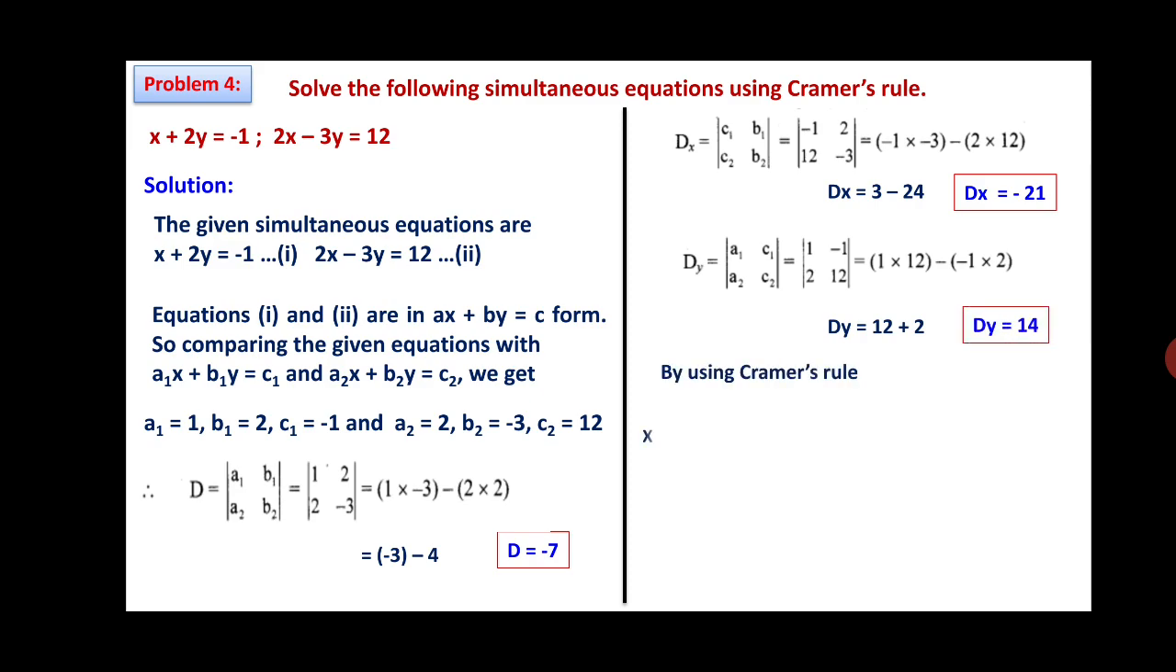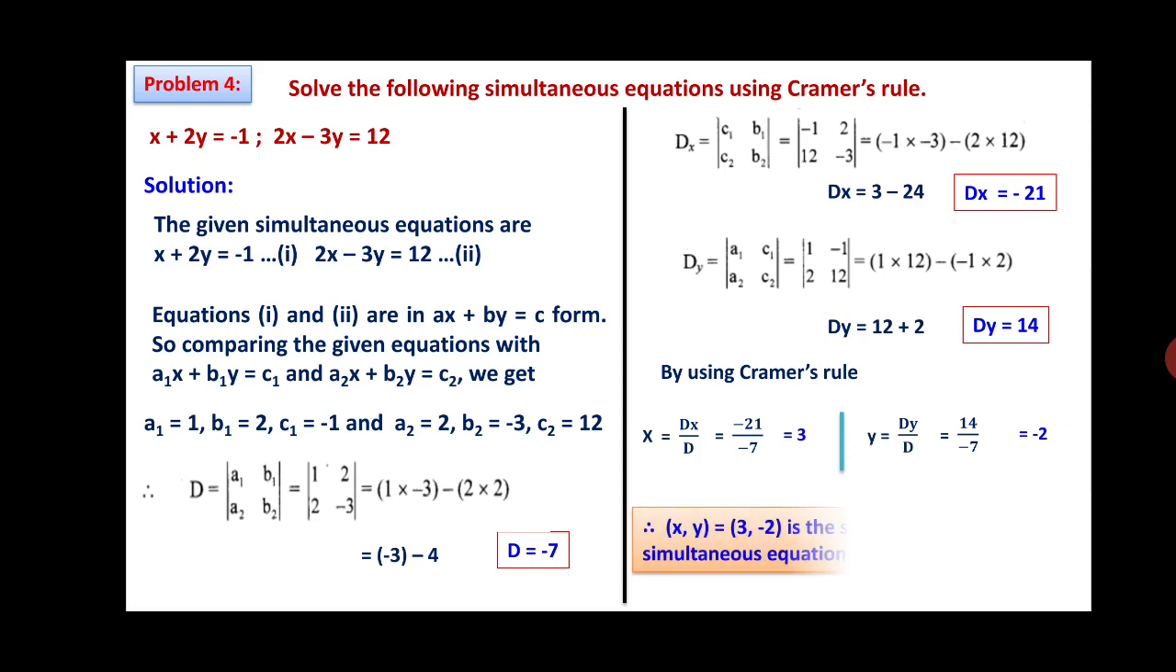By using Cramer's rule, x is equal to Dx upon D, which is minus 21 upon minus 7. We have put in the values of Dx and D. After simplification, you get the answer as 3. X value is 3. Also, y is equal to Dy upon D. The value of Dy is 14 and D is minus 7. So the answer is minus 2. Friends, 3 and minus 2 is the solution of the given simultaneous equations.